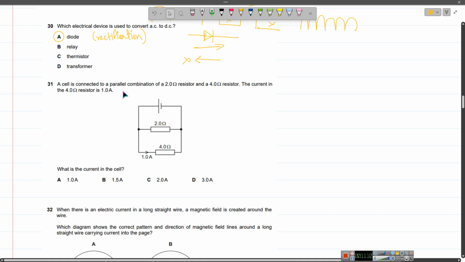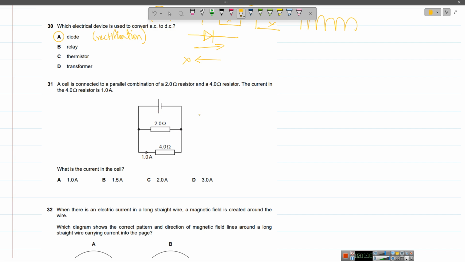A cell is connected to a parallel combination of 2 ohm resistor and 4 ohm resistor. The current in the 4 ohm resistor is 1 ampere, right? You have a parallel combination from here. That means we have current 1 and current 2. They gave you current 2. What is the current in cell 1, right? So we have the resistance, we have this. Remember, we don't know the voltage, so let's calculate the voltage because it's a parallel combination, so equal voltage in both of them.